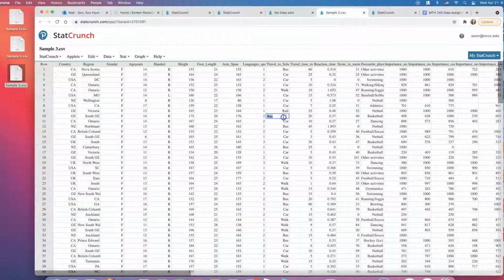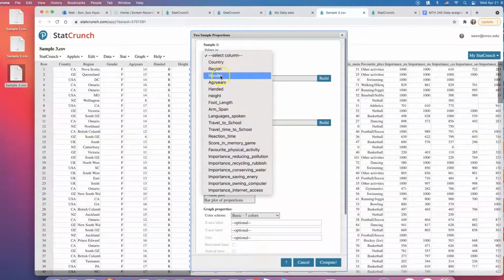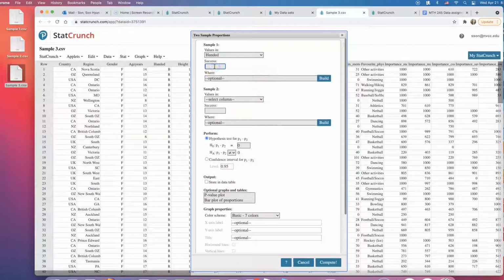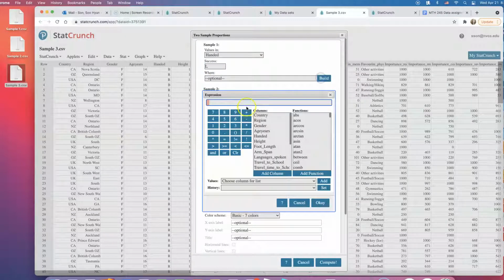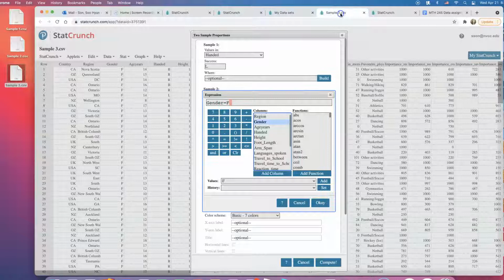So go to your sample, click on stat, proportion stat, two sample, and go with data. Okay, this is where you want to go. Click, and for sample 1, click on handed. Success is L, and let's build that we want the gender to be equal to female. Was female 1 and male 2? I think so. Let me just double check. Sample 1 is female. Yeah, so we're good there.